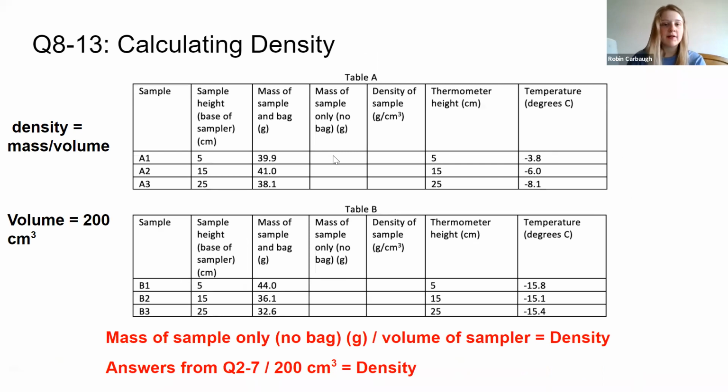And then from there, we can calculate density. If we remember from past labs, density is going to be mass divided by volume. It's kind of hidden in the lab, but it tells us that the volume is 200 centimeters cubed. So we can just take whatever answers you got from questions 2 through 7, the mass of the sample only, the one where you subtracted the mass of the bag, and divide that by 200 centimeters cubed, and that will give us the density of each of the snow squares.